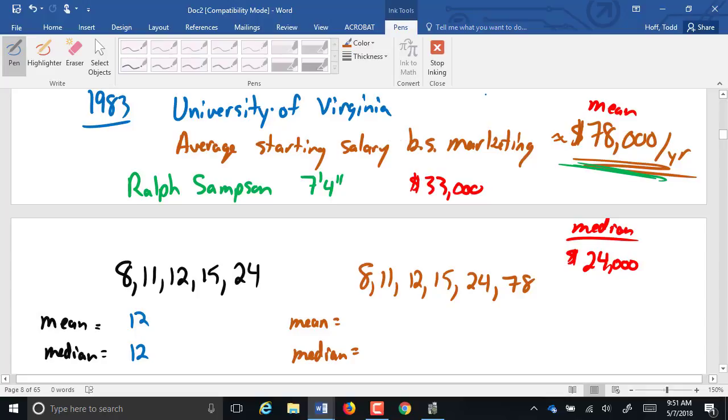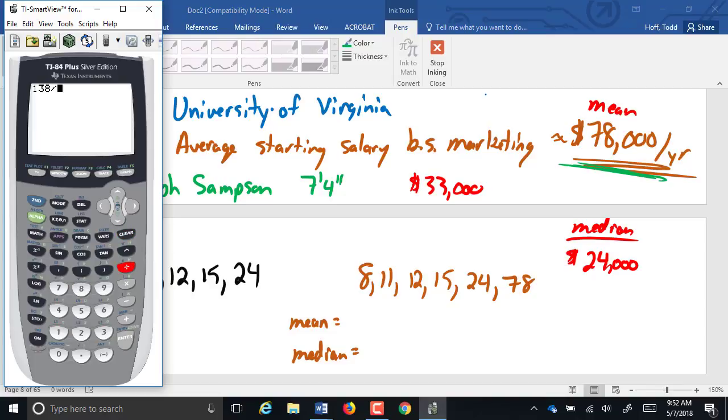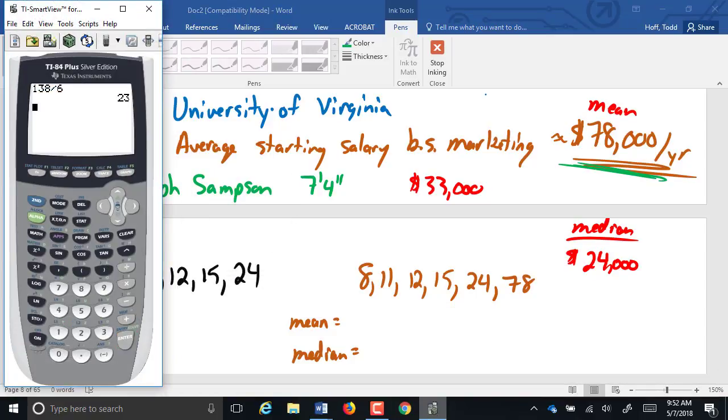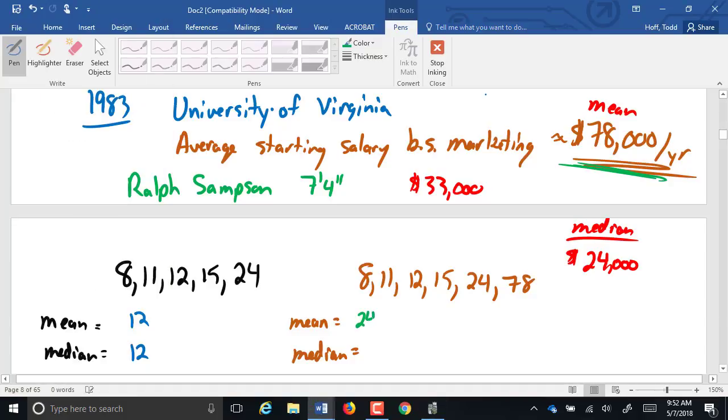What'd you get for the mean? Did I add something wrong? I was getting 23. 8 plus 11 plus 12 plus 15 plus 24 plus 78. No, you're right, 24.66. I had something wrong. 24.67. How about the median? So between 12 and 15. So 12 plus 15 is 27. Divided by 2 is 13.5. So you can see the median only went from 12 up to 13.5. The mean went from 12 all the way up to 24.67.